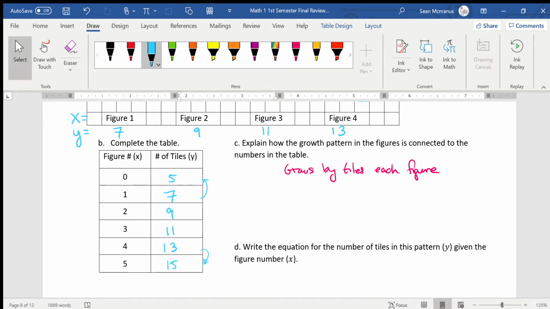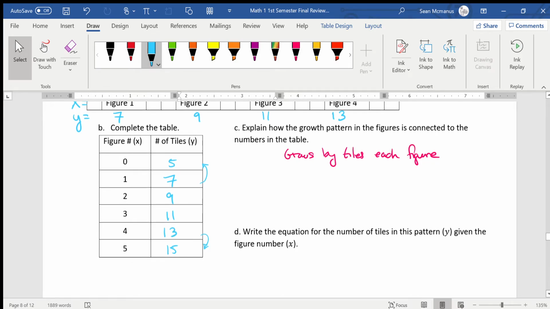If it asked me to write an equation for what happened right there, we're going to have y equals. My change in y is 2, and my change in x is 1. So my slope is 2 over 1, x plus the y-intercept is 5, the number when the x was 0. So I had to work backwards on that one.